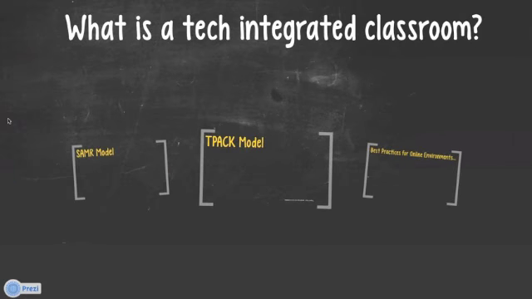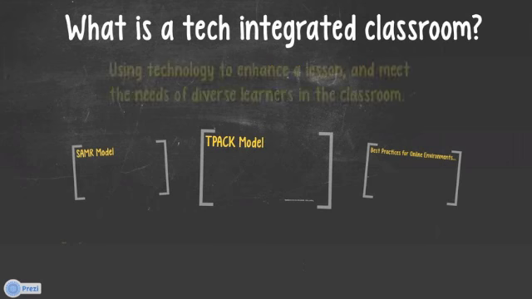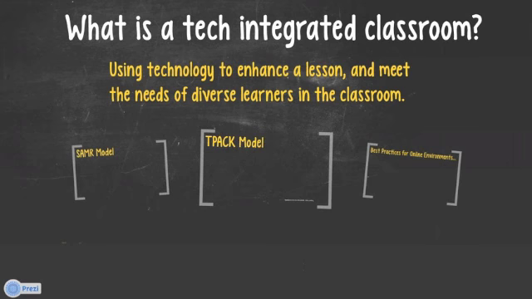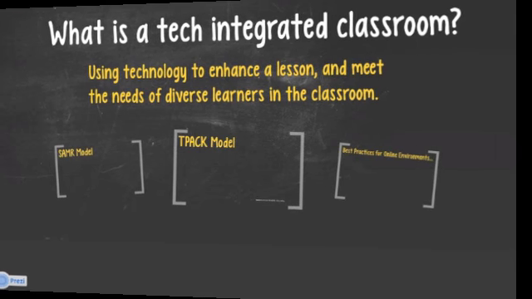Talking about what a tech-integrated classroom really is, a brief overview. So basically, we're looking at how using technology can enhance a lesson and meet the needs of diverse learners in the classroom. Technology can help students in 4 ways. Basically, it allows for really active engagement. It allows for the opportunity for the students to interact and participate in groups much more readily. There is also frequent interaction and feedback, whether it's peer-to-peer or student-to-teacher.